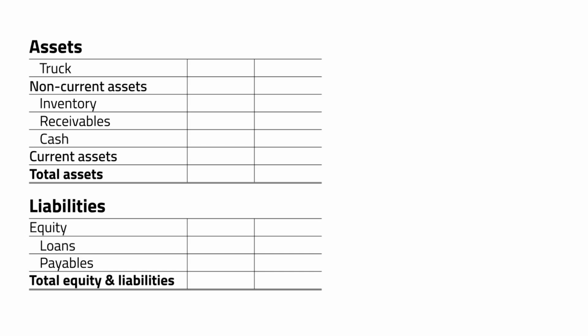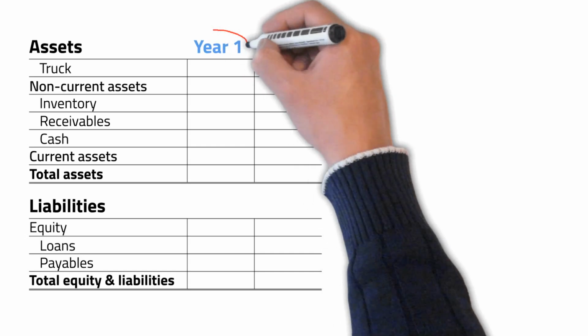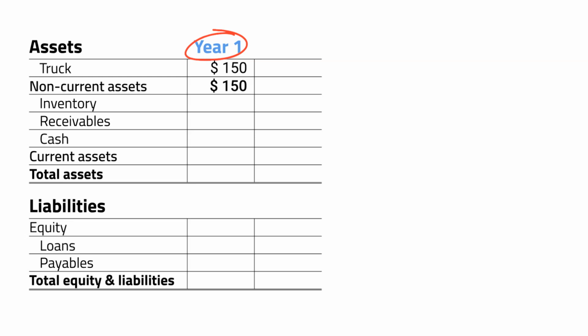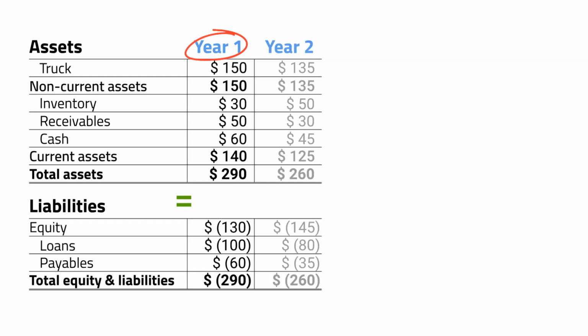Let's drop the numbers of our Apple business back on screen. Here is an opening balance sheet, year 1. On the asset side we have truck of $150, inventory of $30, receivables of $50 and cash of $60. On the liability side we have a bank loan of $100, payables of $60 and equity $130.